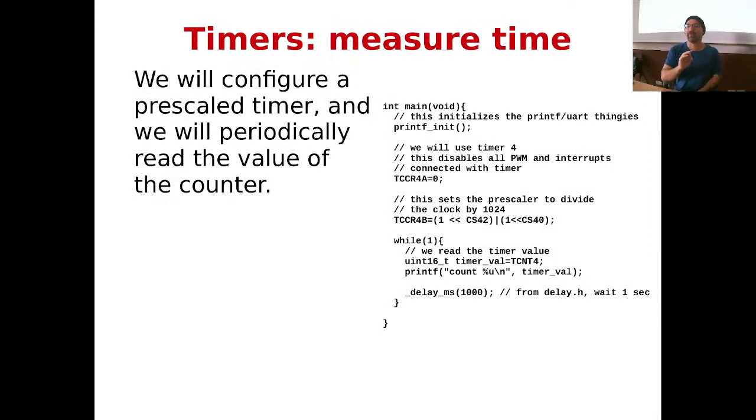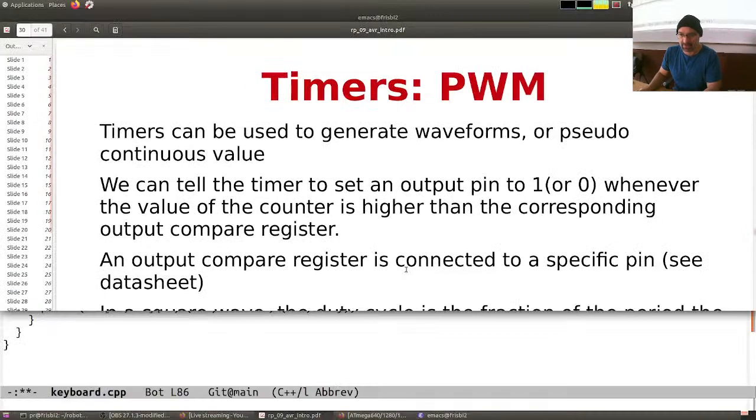Now, let's see the very first example. The first example that we do is that we run a program that configures a timer in free floating mode. So, timer, just count. The timer will be there, counting as much as it wants. And then every second, let's say, we will read this value and print it on a serial line. Okay? This is the very first example. And so, let's see this example.